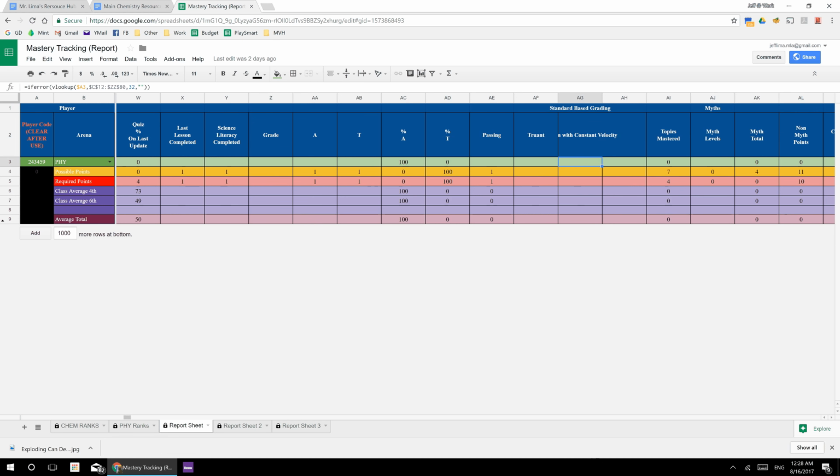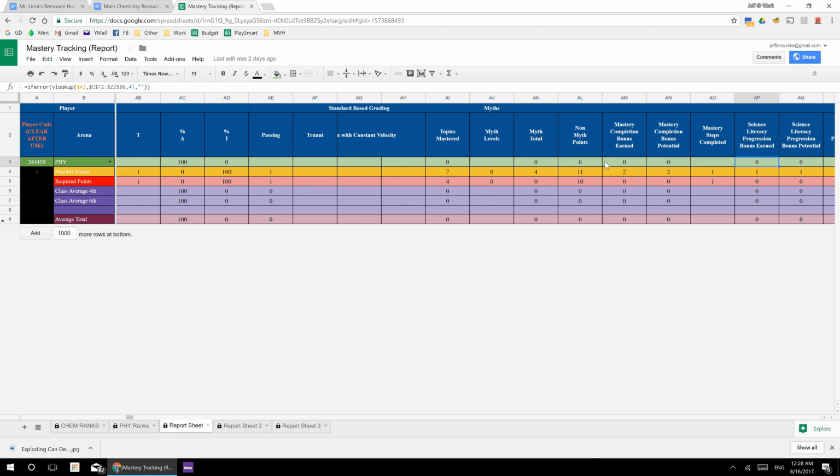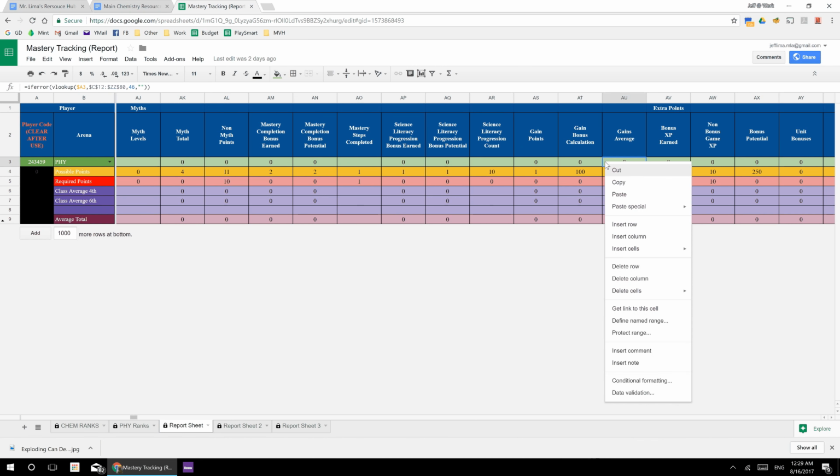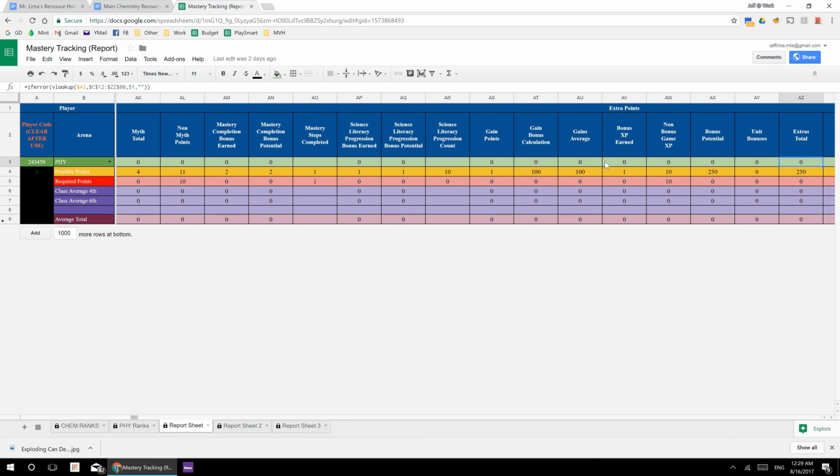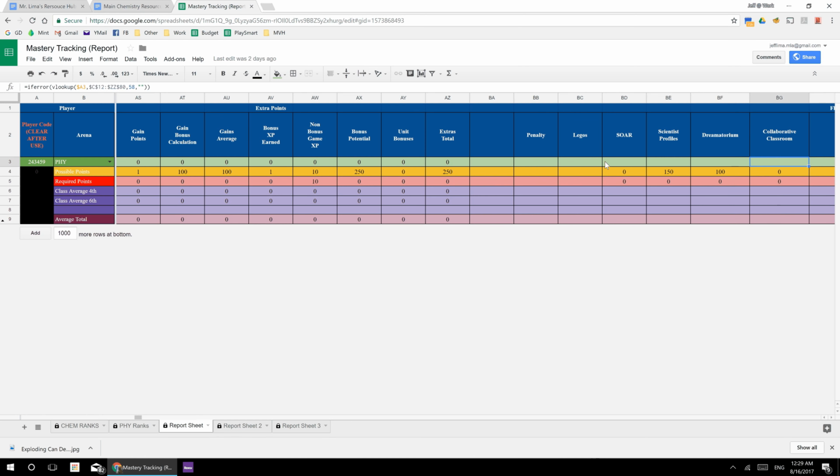It breaks down which topics you have completed. That's what standards-based grading is all about. So you have a list of all the topics of the year in here. If you have an X, it means you have mastered that topic. And that matters because one of the ways to guarantee the grade in the class, remember, is mastering as many topics as possible. Then it breaks down how many myth or bonus points you've received in the different ways of receiving those bonus points. Then extra credit points are listed in the different ways of receiving those extra credit points.